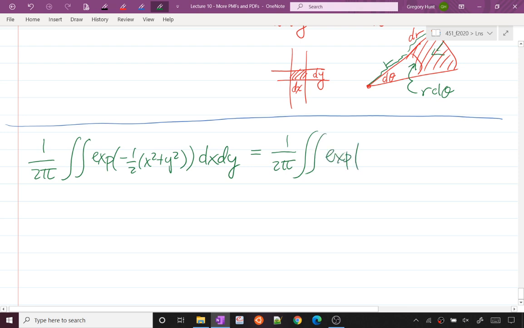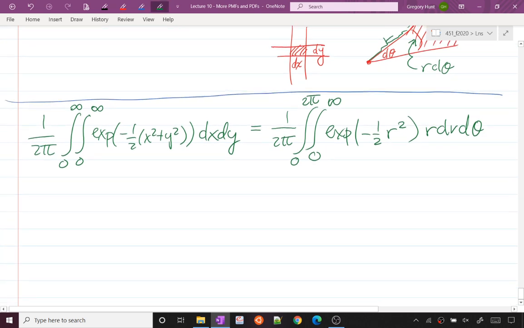exp(-1/2 (x squared plus y squared)), I can replace with r squared. And dx dy I can replace with r dr d theta. My limits of integration before were 0 to infinity in the x and 0 to infinity in the y. But now my limits of integration, first we're going to do with respect to r. r can be any positive number, 0 to infinity, and theta can be any angle, 0 to 2 pi. So that's my integral.